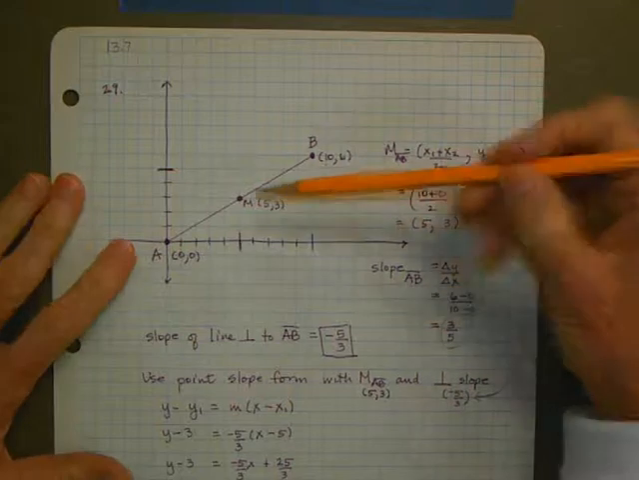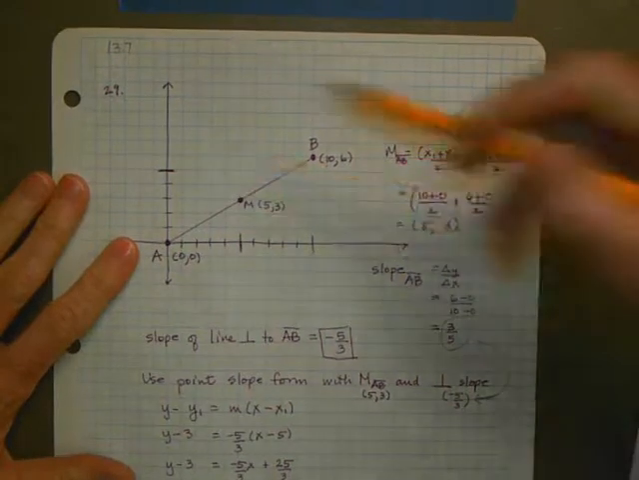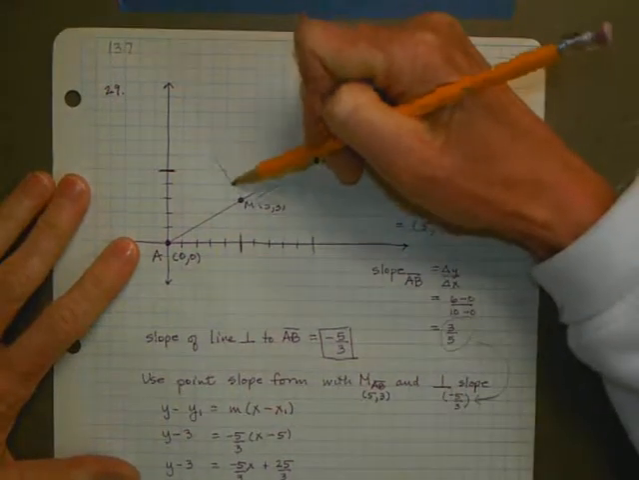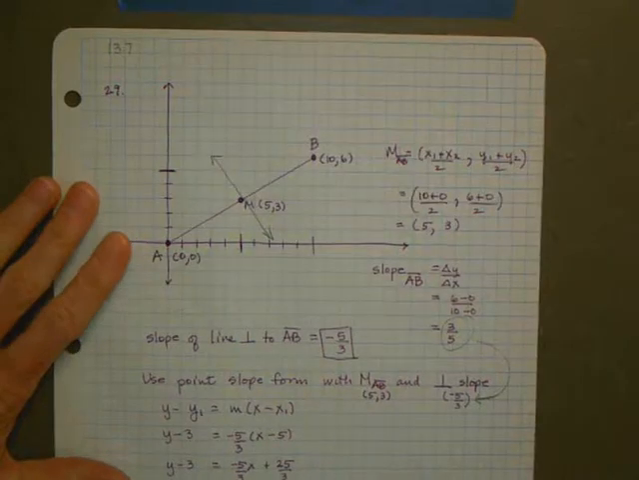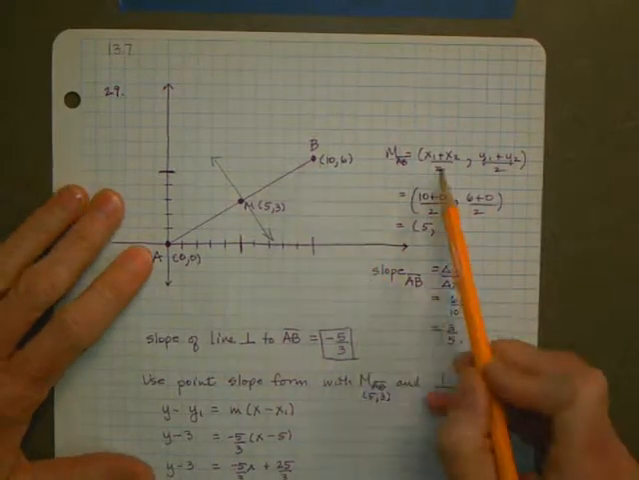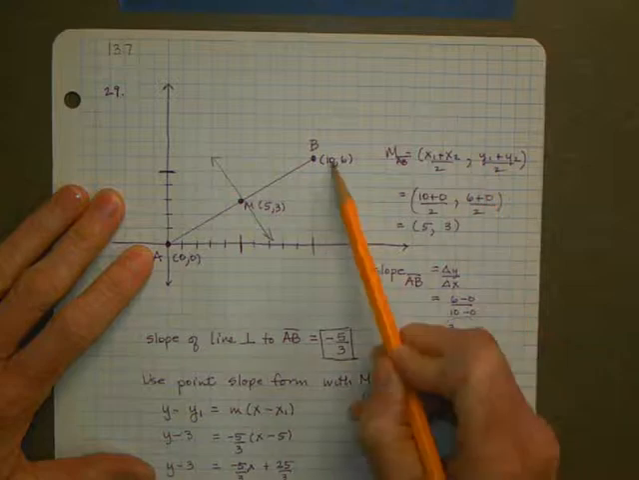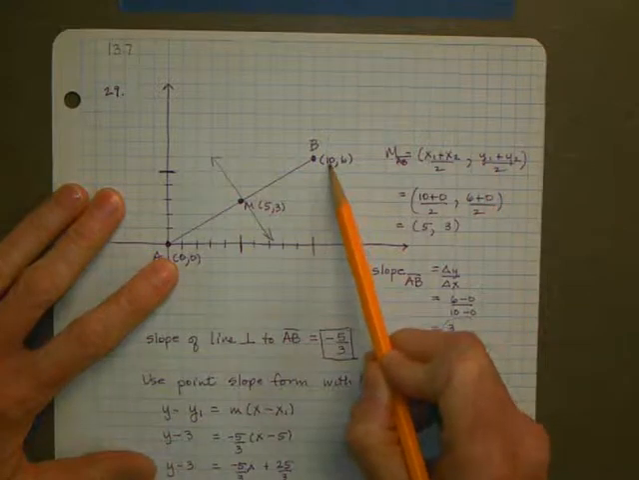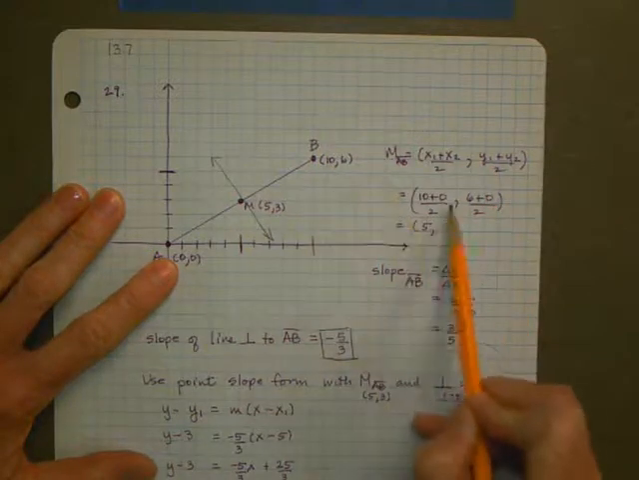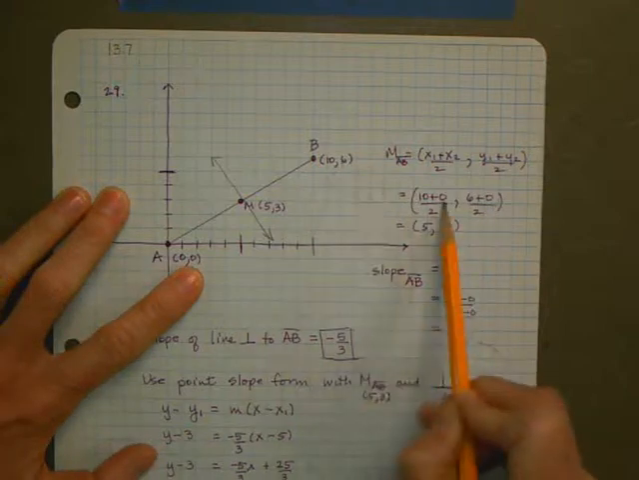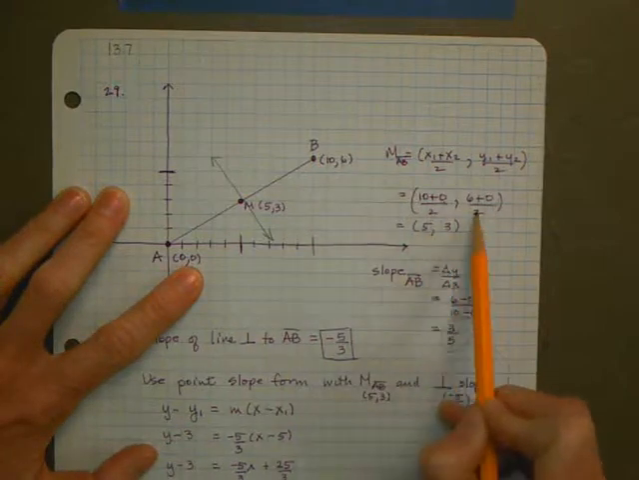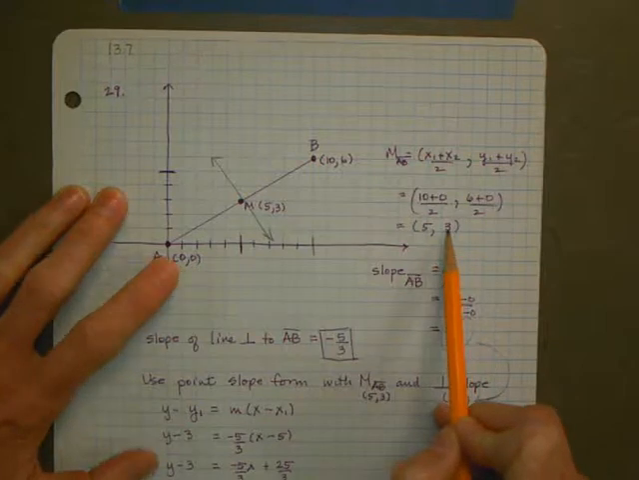Now I need the midpoint, because the midpoint is always on the perpendicular bisector, right? Yes, it is. We need to find the equation of this line that I just drew in. The way I find the midpoint is I use the midpoint formula: the average of the x's, 10 plus 0 divided by 2, and the average of the y's, 6 plus 0 divided by 2. So this is 10 halves, which is 5, and 6 halves, which is 3. So I have the midpoint now.